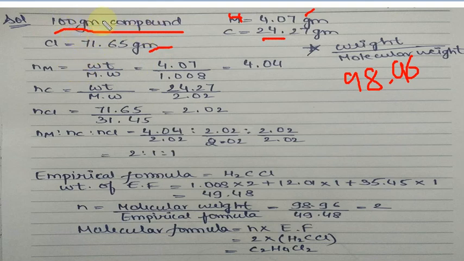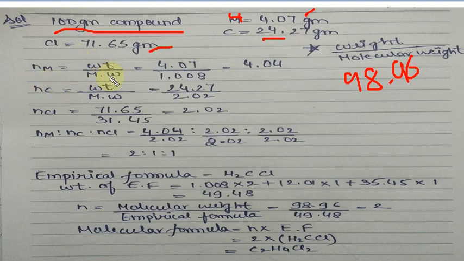If we have 100 gram of compound and 4.07% of hydrogen, then how many gram of hydrogen? Very easy, 4.07 gram. Percentage will directly convert into gram. Carbon is 24.27 gram and chlorine is 71.65 grams. Then next we have to find out the number of moles.